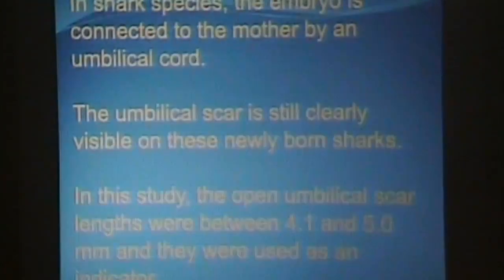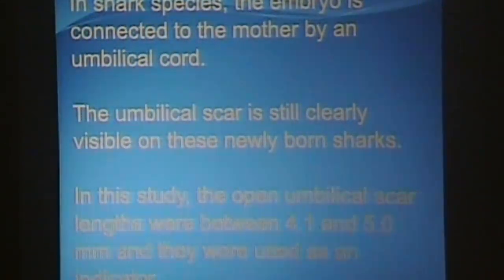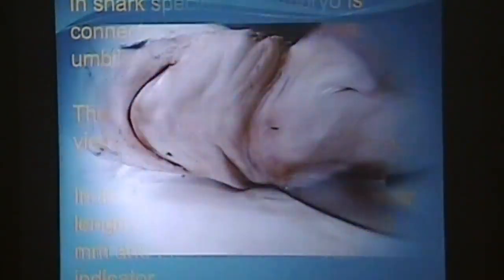In shark species, the embryo is connected to the mother by an umbilical cord. The umbilical scar is still clearly visible on these newly born sharks. In this study, umbilical scars ranged from 4.1 to 5 millimeters. Here are the umbilical scars.